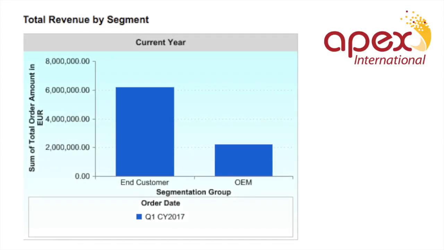Total revenue by segment also shows the sales totals for the current year by quarter, but unlike total revenue by market, which is closely tied to the 40-40-20 metric, the total revenue by segment report focuses on market segment as opposed to vertical market and is more closely tied to the 70-30 metric.